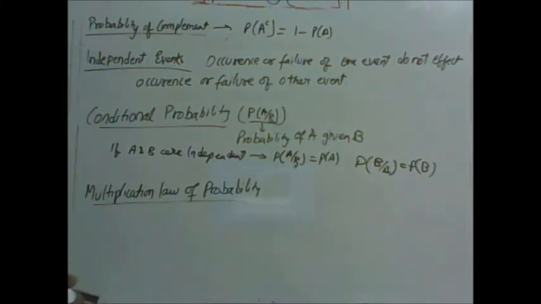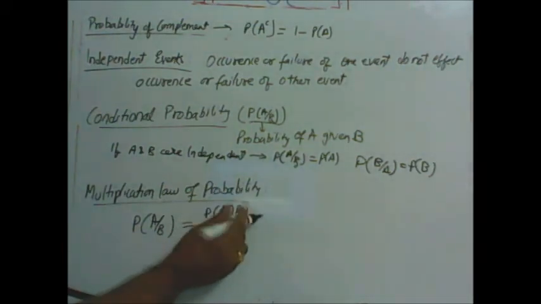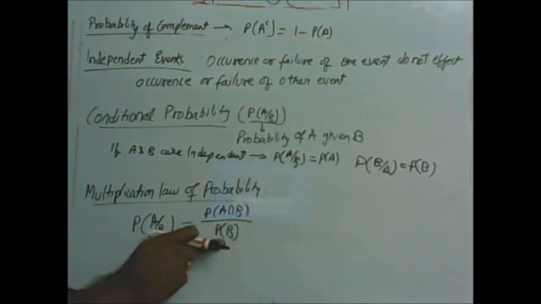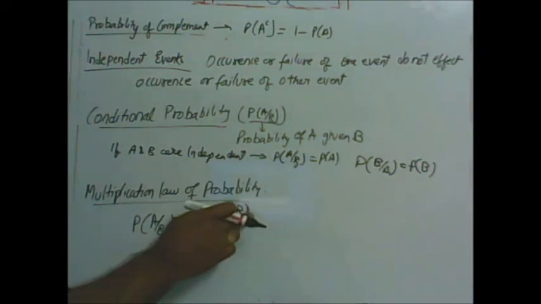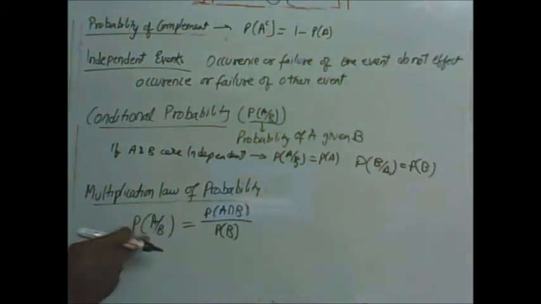That we can understand from the multiplication law of probability. In the general case, where we don't know whether A and B are independent or not, they may be dependent, they may be independent. So the general formula for P of A by B is P of A intersection B, both A and B occurring, divided by the probability of B. It means when it has been given that B has already occurred and its probability is something, then when the ratio with the probability of A and B both occurring is taken, that gives the probability of A given B.